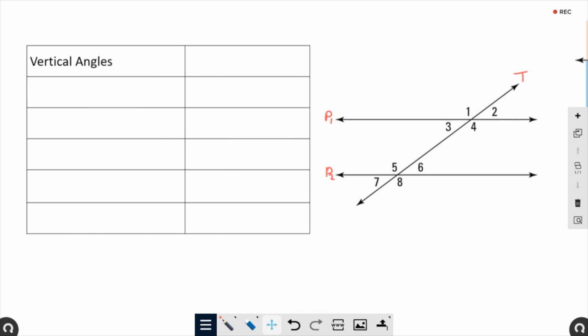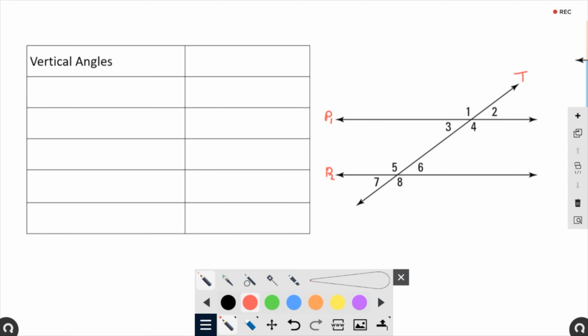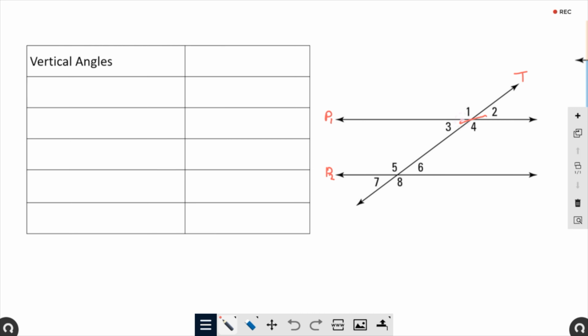The first are vertical angles. Vertical angles are also known as opposite angles. They are angles that are across the intersection. For example, 2 and 3 are vertical angles of one another. So are 6 and 7. They're also vertical angles of one another.